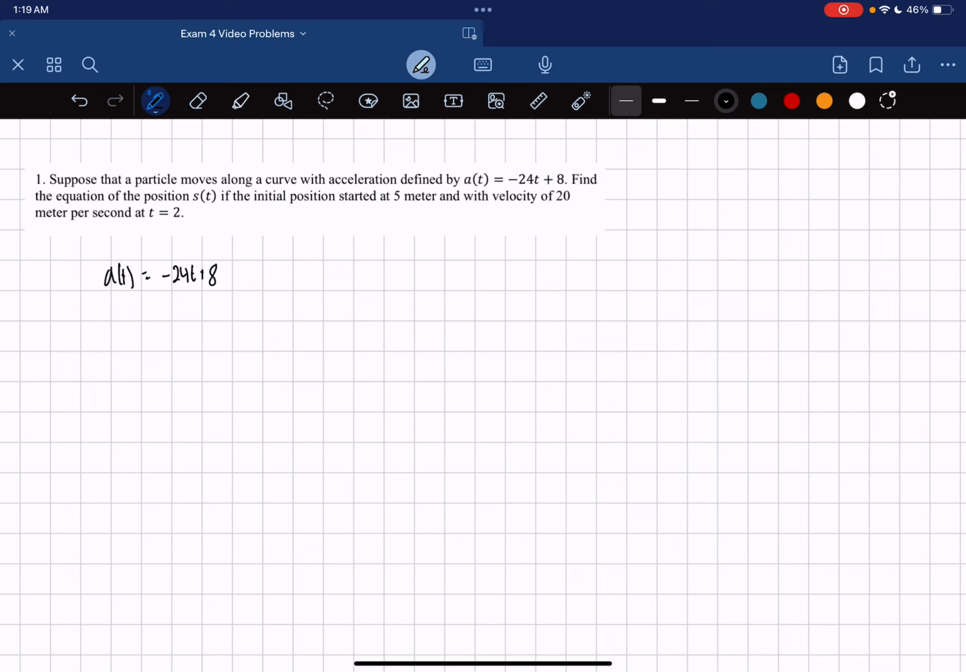Before we can find position, we have to find the velocity equation. The velocity equation, from what we know, is the integral of a of t. This means, in order to find velocity, we have to integrate this acceleration.